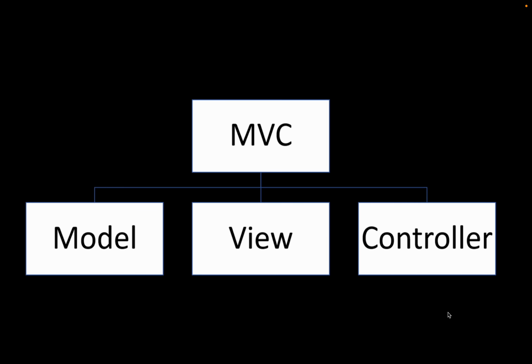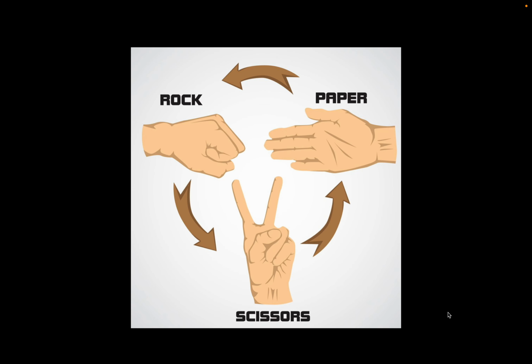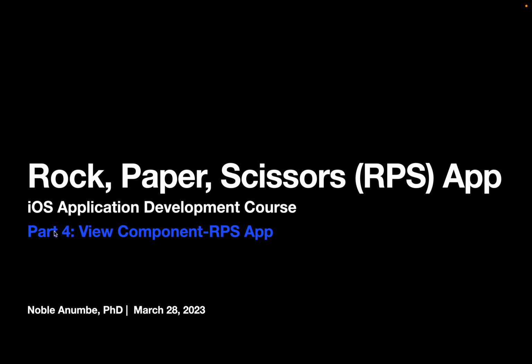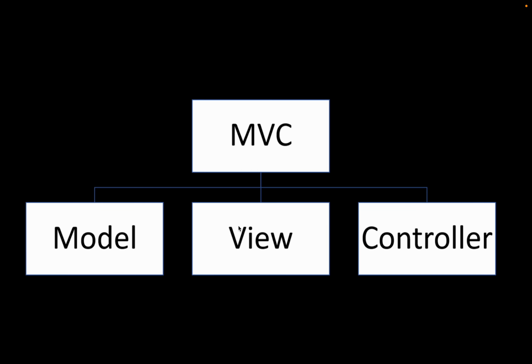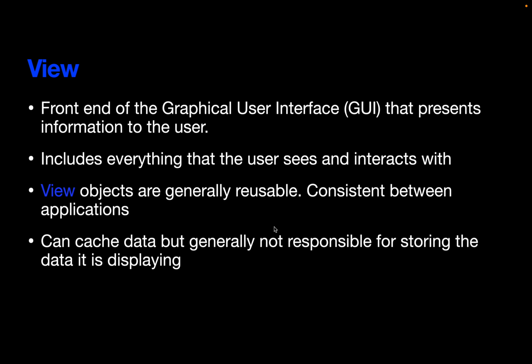So in part 3, I focused on the model components, right? And I'm going to show you a bit of what we did in the model component in the previous video. But right now, I'm proceeding to focus on the view component, which is developing the user interface of the app. So we're focusing on the view component, and I already discussed a little bit what the view is about. But essentially, everything that the user sees and interacts with is all about View.